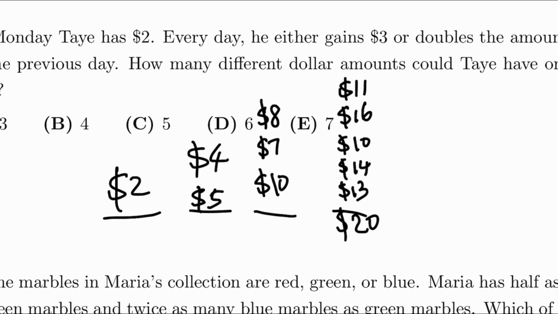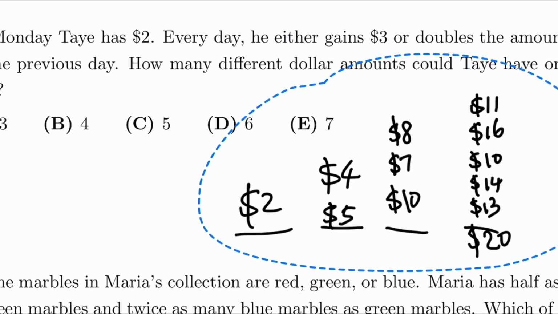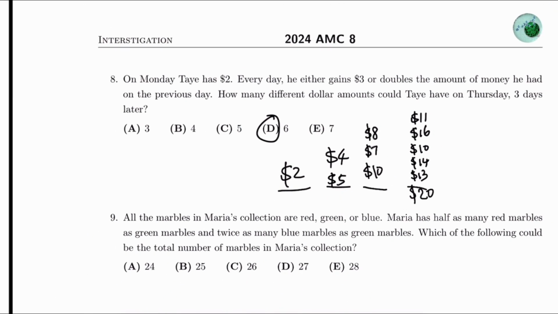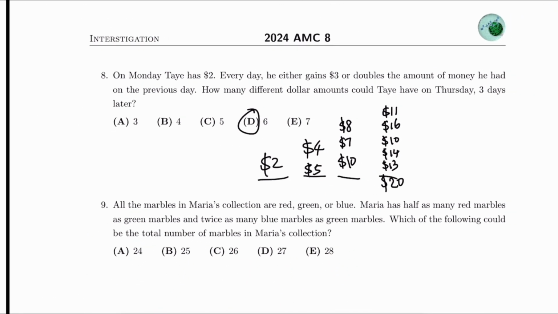All of these are distinct. We can count 1, 2, 3, 4, 5, 6. There are 6 different possibilities. Therefore, our answer is going to be D6. All right, let's take a look at number 9.